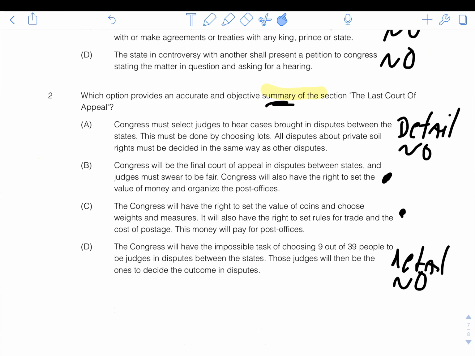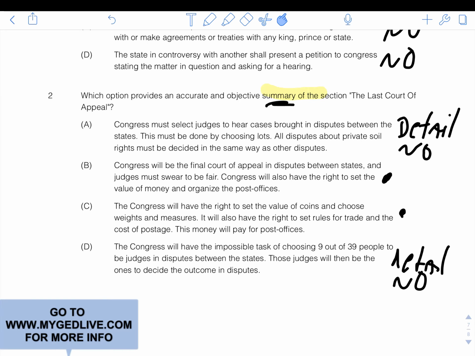Okay, so now we go back down to look at our two possible answers, B or C. B says Congress will be the final court of appeals, so we know that's part of what it says. That's a summary. Congress will have the right to set the value of money and organize the post offices, so that's a summary. Okay, so it says which option provides an accurate and objective summary, and B is looking good, but let's look at C.